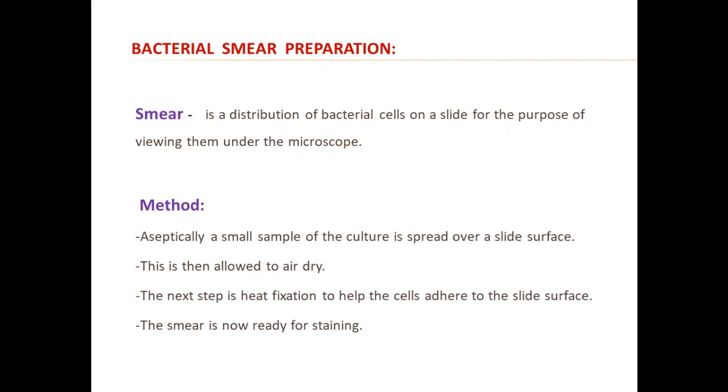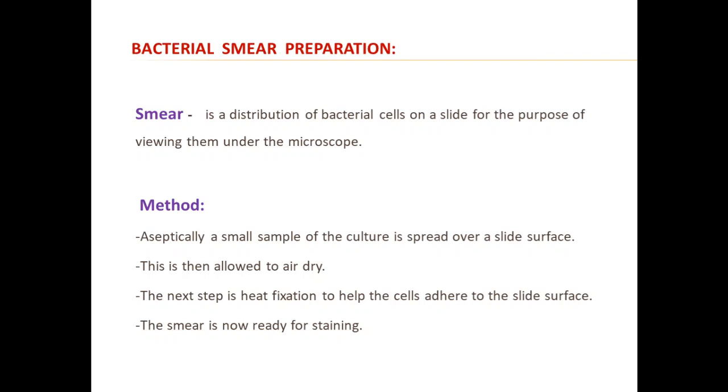So the first step in staining is always smear preparation. Smear preparation is the even distribution of bacterial cells on a slide for the purpose of viewing them under the microscope. So you have to prepare an even thin film distribution of bacterial cells on a slide. So how do we do the smear preparation? You are going to take a clean and dry microscopic slide, and after you take a clean and dry microscopic slide, you are going to mark an area beneath the surface of the slide.